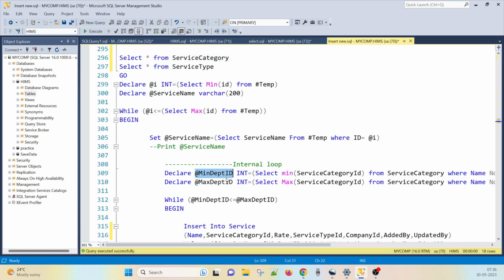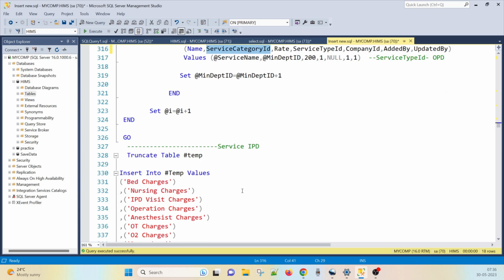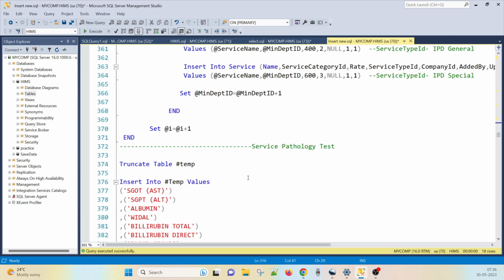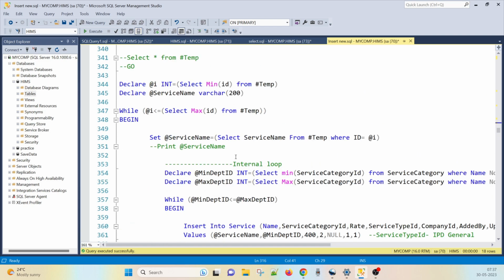Yes, here we can make it a service. Actually, I just copy pasted it, that's why. But here it is the minimum service category ID. And what is the rate? So 200 is the rate. Service type ID as one I mentioned for the OPD. You can change that variable to the service category ID as well. Right now I mentioned only the minimum department ID. Yeah, but it's fine. No worries.